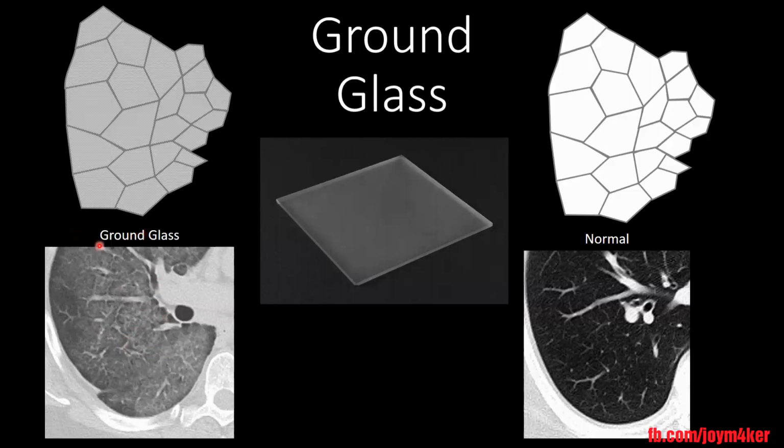That incomplete alveolar filling increases the density of the lung and makes the lung look somewhat white on CT. We can compare this lung that has diffuse ground glass opacity to this normal lung, and you can see the increased density due to partial alveolar filling. This is not a case of COVID-19. This is diffuse ground glass opacification related to a different process.